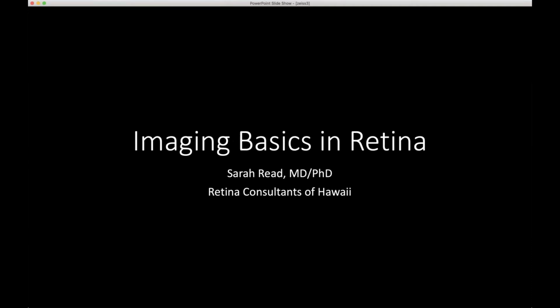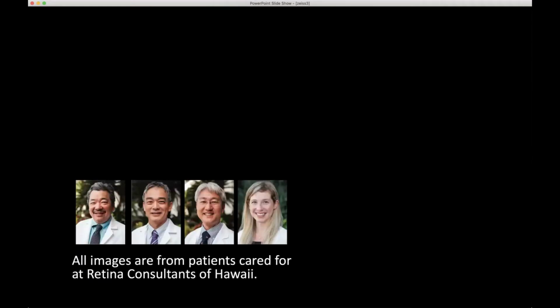The first part here will be talking about imaging basics in retina. My name is Sarah Reed, and these images are taken from patients cared for at Retina Consultants of Hawaii by either me or one of my three partners, Greg Kokame, Jim Lai, and Ray Wee.